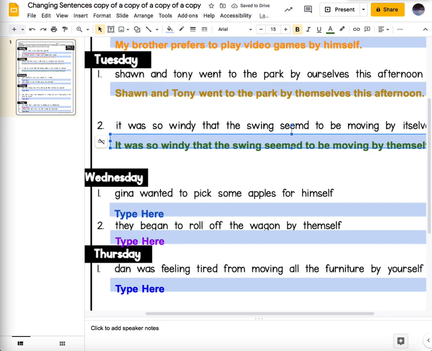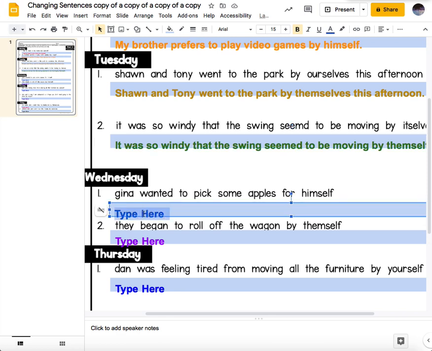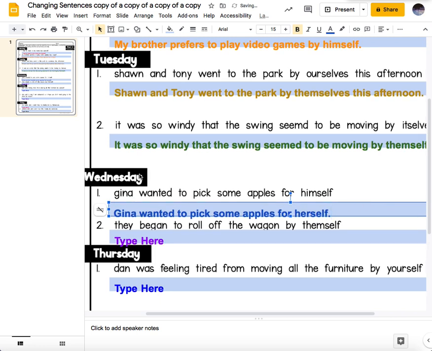Okay, let's get to Wednesday. Yay, hooray for us. We've already done 4. So let's go. Gina. What did I talk about? Sean and Tony. You have to capitalize the first letter of someone's name. So "Gina wanted to pick some apples for himself." Gina is not a boy. Gina is a girl. So we say "herself." Oh, herself. And period. Okay.